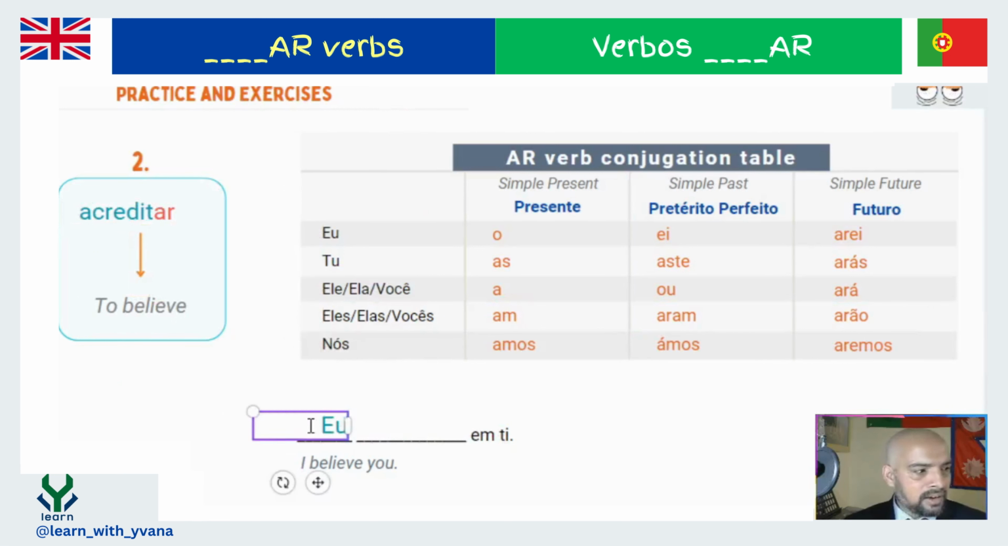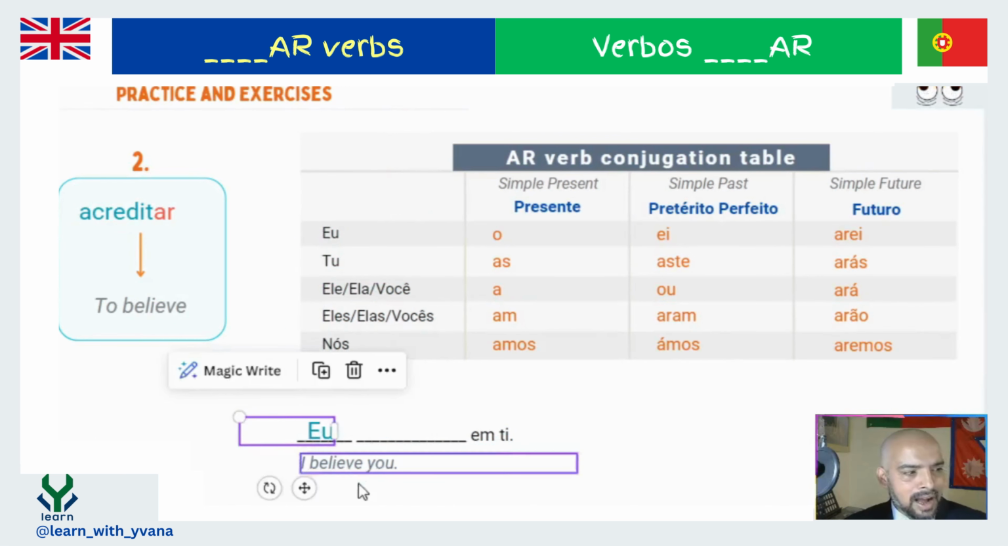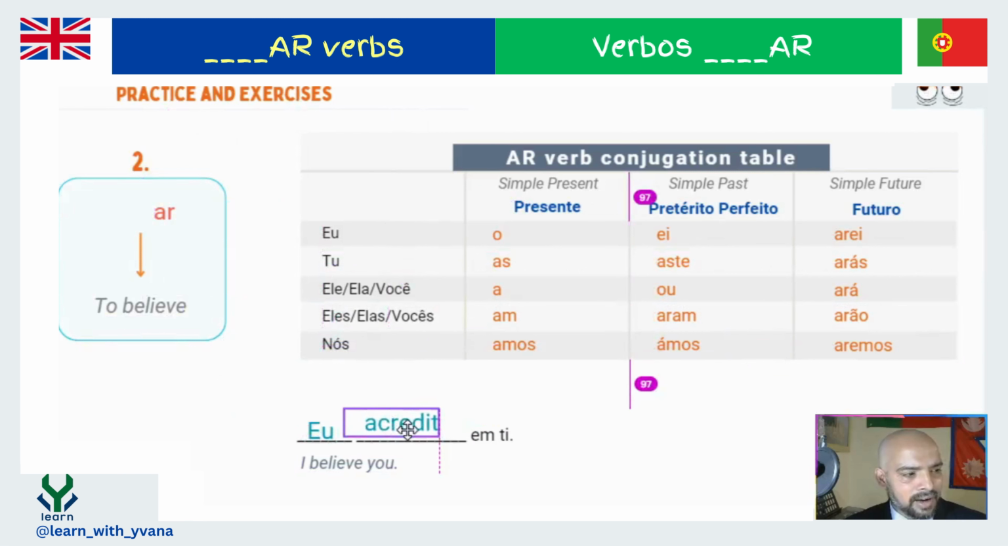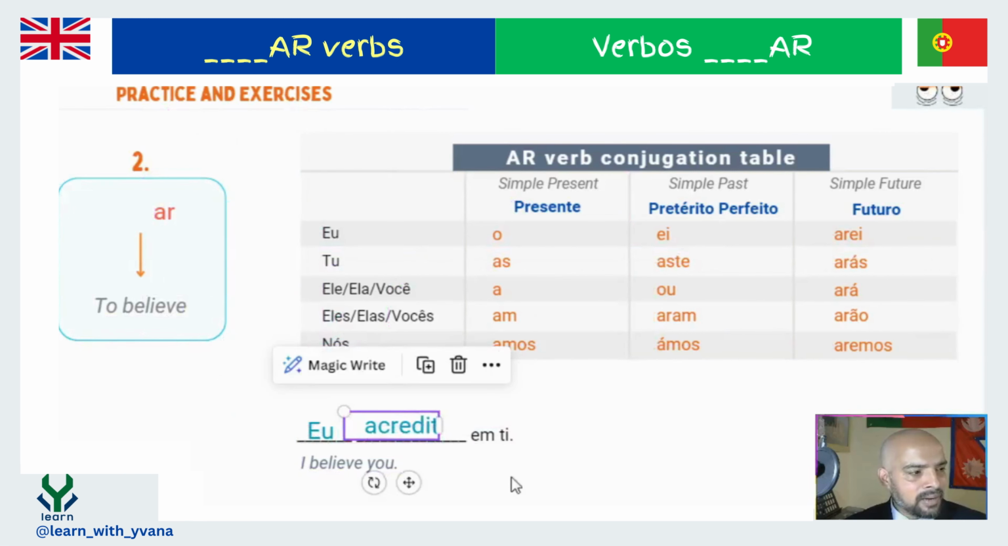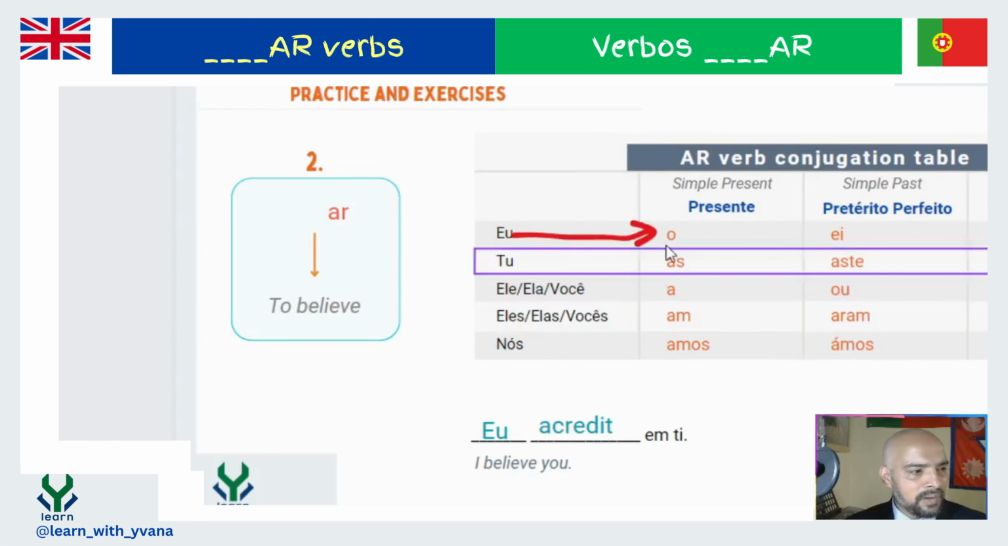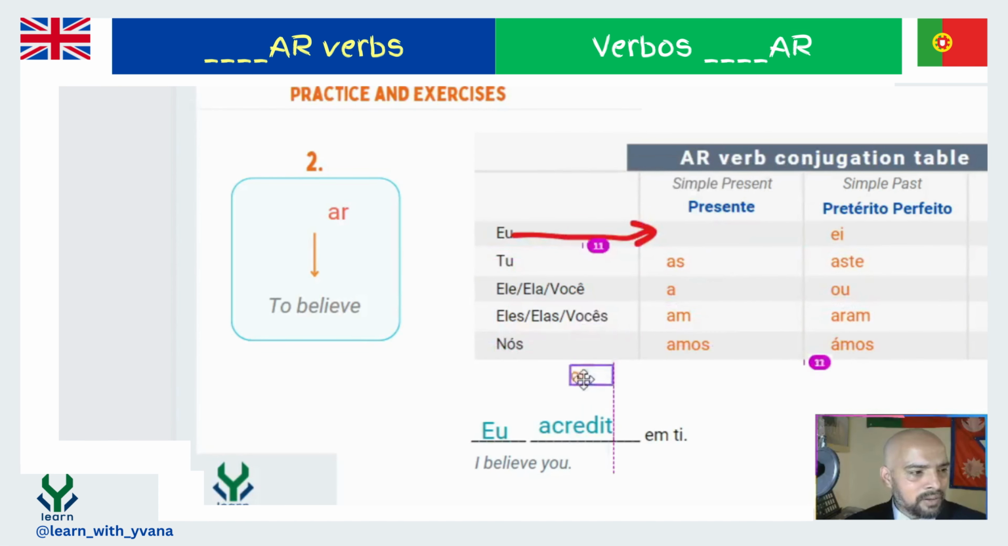Okay, that you here, and that means you. You means I. And to make it, I took this acredit here, right? Because I have removed the AR. And if you want to say I in present, what is the formula in the table here? With I means you, just add U. That means O, right? So if you take this and you keep it here, that is the sentence.